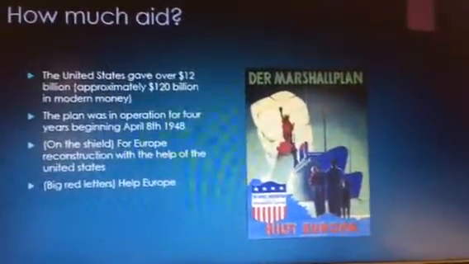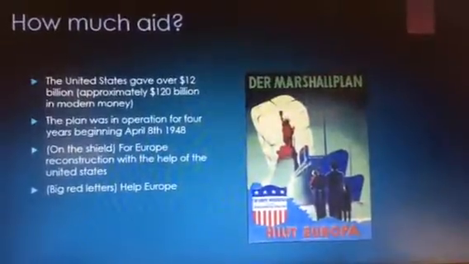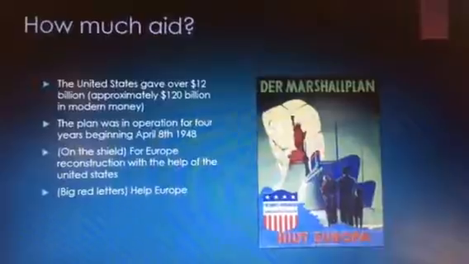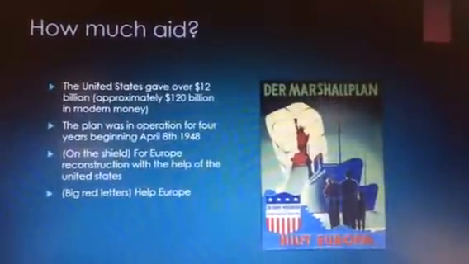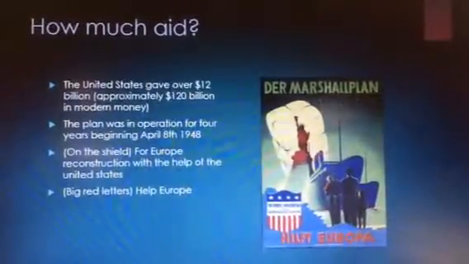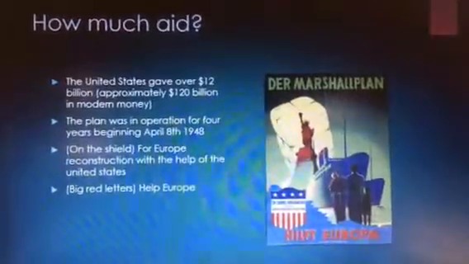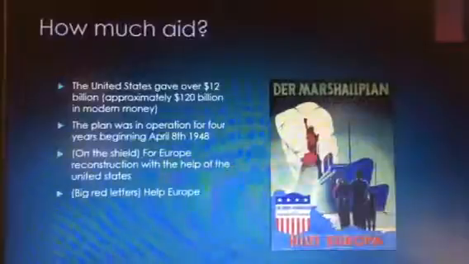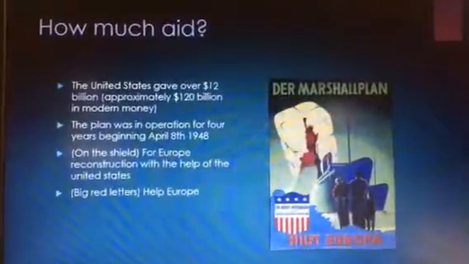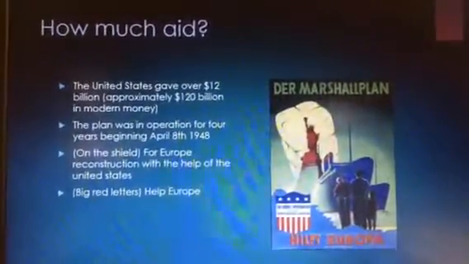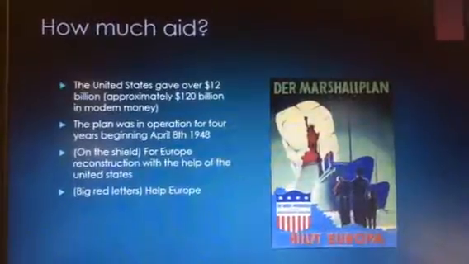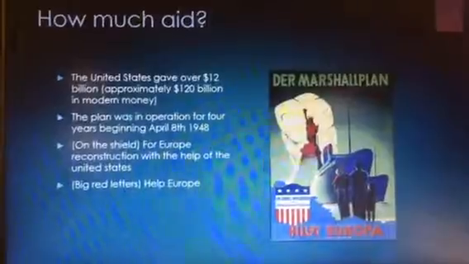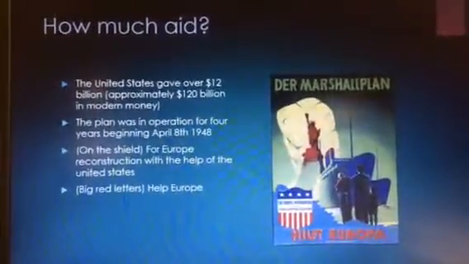How much aid are we talking about? The United States gave over $12 billion at the time for aid to Europe. In modern day money, that's approximately $120 billion. The plan operated from April 8th, 1948, and it was also considered a shield for the reconstruction with help from the United States, is what it says here in the German poster, and in the big red letters it says "Help Europe."